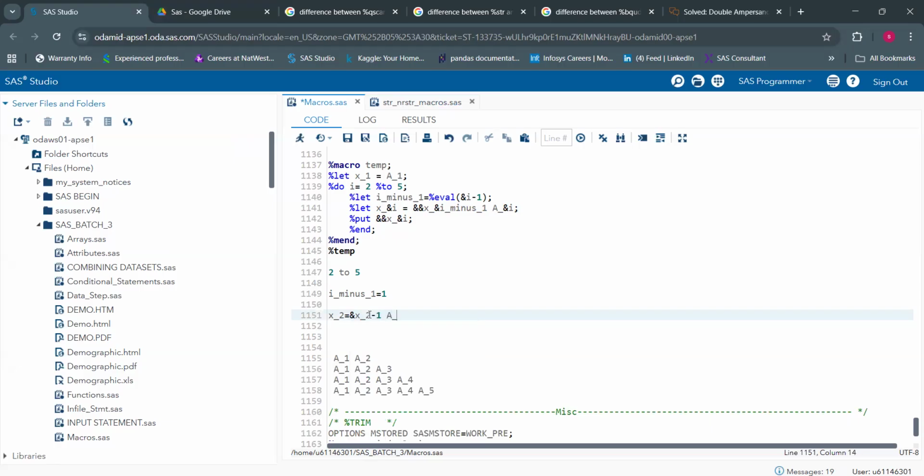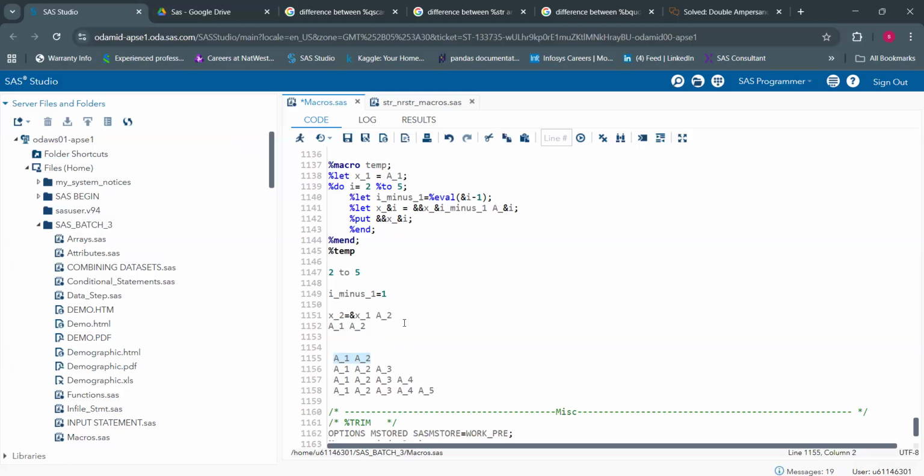Then again a_2. What is 2 minus 1 here? 1. In the next step, because we have ampersand again, it tries to resolve this entire thing again. So what is &x_1? It is just a_1. So it is a_1, a_2, a_2. That's the first answer we got for the first iteration.